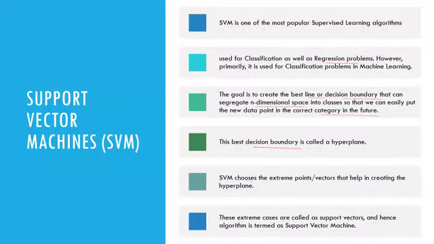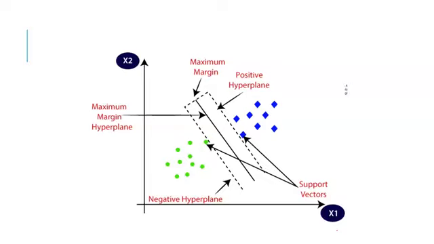So the SVM chooses the extreme points or vectors. These are the support vectors, right? Extreme points means the points which are falling on the boundary of each of the categories. Those are nothing but the vectors that help in creating the hyperplane. As they are supporting the creation of this hyperplane, they are called support vectors. These extreme cases are called support vectors, and hence the algorithm is termed support vector machine. So I hope at a high level you got the idea about this algorithm. It's all about finding this maximum margin.